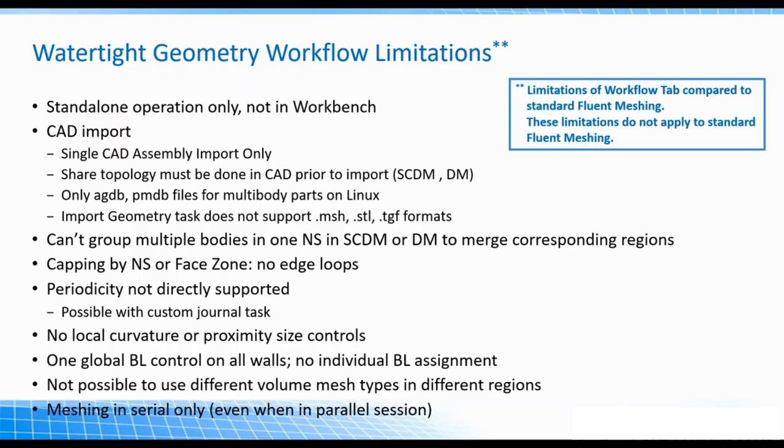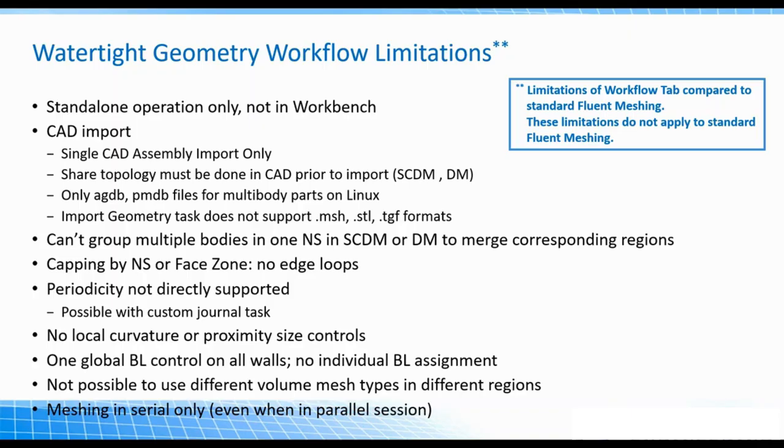Some limitations on the CAD import. I already went through most of these. You have a single body only from other CAD programs, or what you should really do is go into SpaceClaim or DesignModeler, share the topology in there, and then import it into Fluent meshing. One note on name selections when you make those in SpaceClaim or DesignModeler is that you can't group multiple bodies into one single name selection. So if you're trying to do a name selection that has parts from two different bodies, you can't do that.